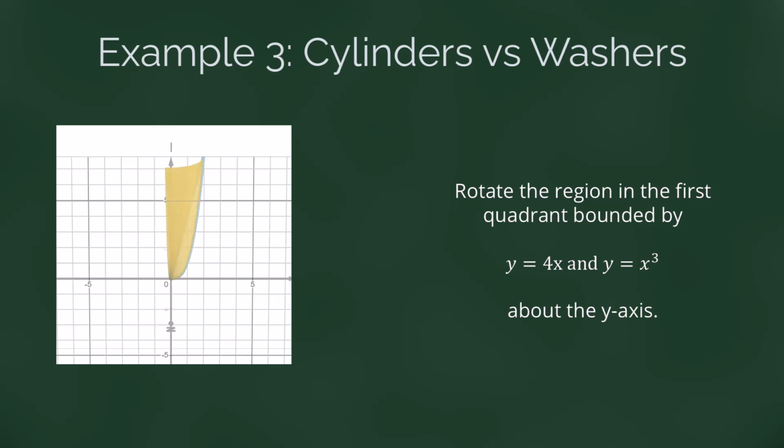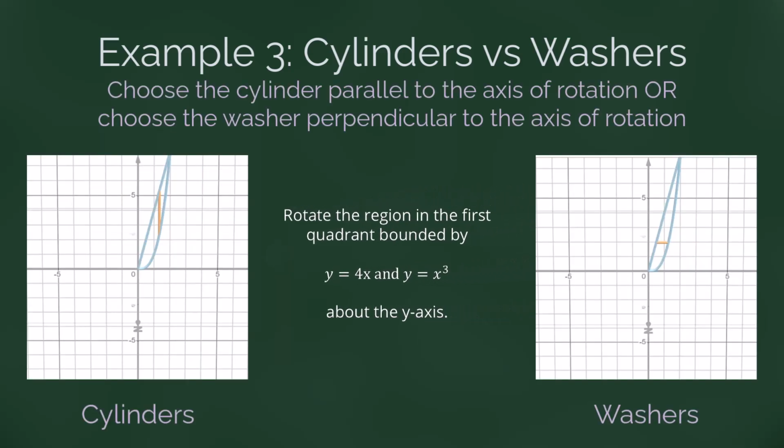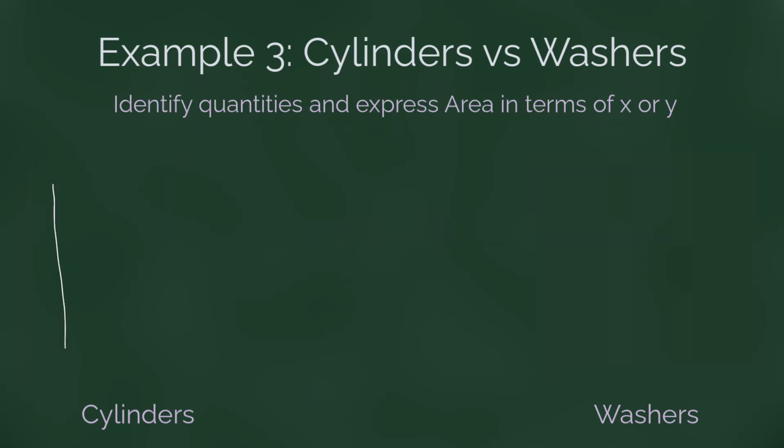Let's compare the cylinder and washer methods by looking at a solid whose volume can be calculated either way. When we use the cylinder method, we're going to choose a cylinder that is parallel to our axis of rotation, the y-axis. When we use the washer method, we're going to choose a washer that is perpendicular to our axis of rotation. Regardless of the method, we need to figure out the formulas for the given quantities. So in both cases, we'll draw our two-dimensional picture.